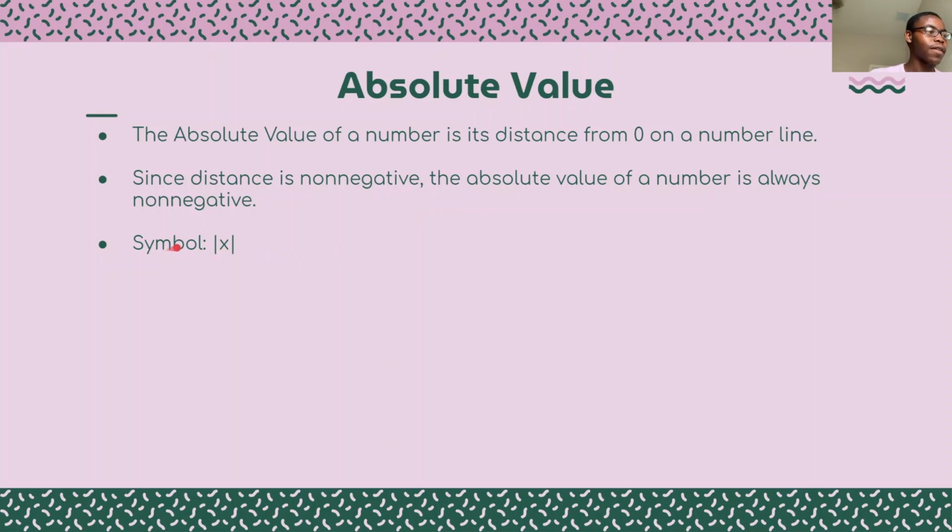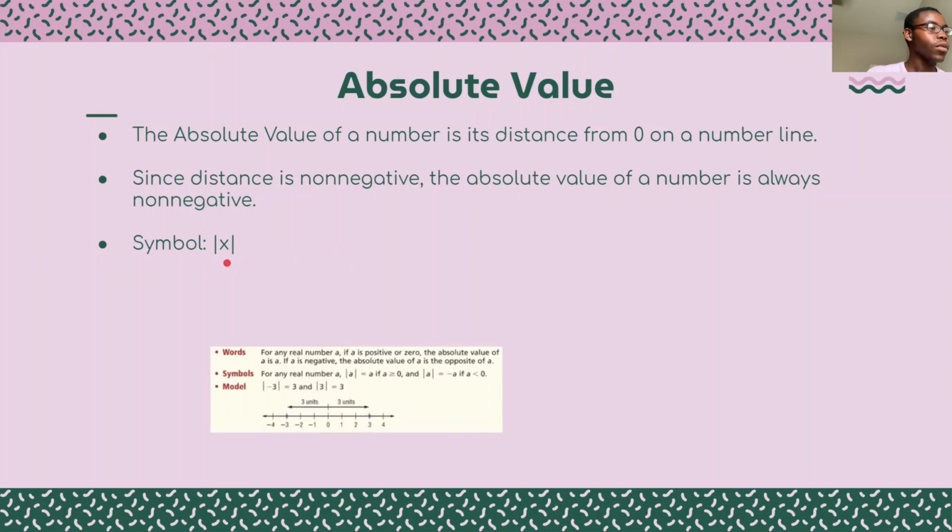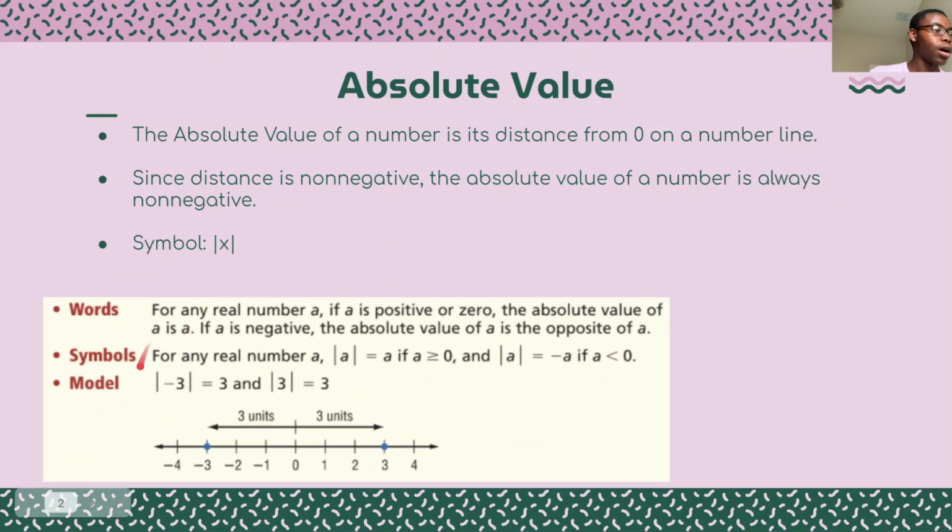And the symbol of absolute value looks like this, which is basically bars surrounding the number. I have an example here of -3. The absolute value of -3 is +3, saying the distance of -3 from 0 is 3 units. And the absolute value of +3 would also be 3, because 3 is 3 units away from 0 as well.